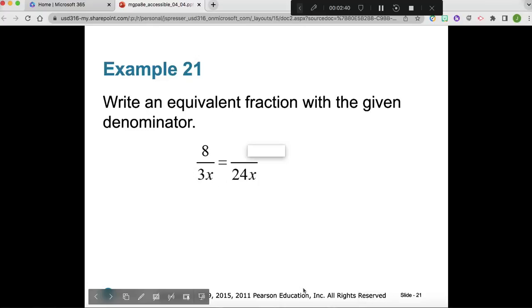We can do the same thing with variables. If I have 3x that I need to increase to a 24x, what do I take that times? 8. So what's that going to give me as a top number here?